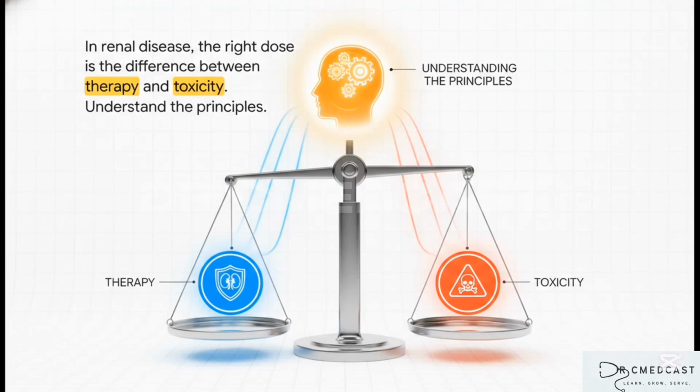So what's the big takeaway from all of this? The most important thing to remember is that safe prescribing in renal disease isn't about memorizing endless lists of doses. It's about really, truly understanding the principles of how the body changes. Because for these patients, applying that understanding is everything. It's the difference between therapy and toxicity.